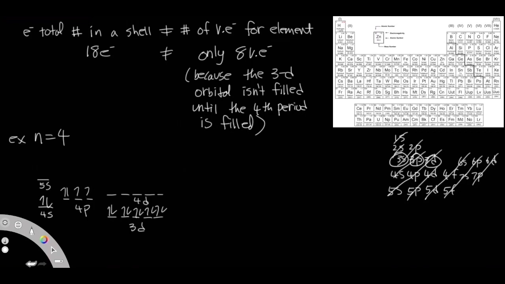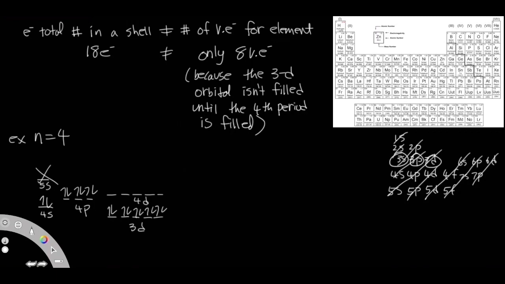Just keep going. After the 4p's, we go to our 5s's. We're done. We cannot continue. We cannot get to our 4Ds because our 5s's here come first. So we obviously can't get to the 4Ds because our 5s's stopped us.